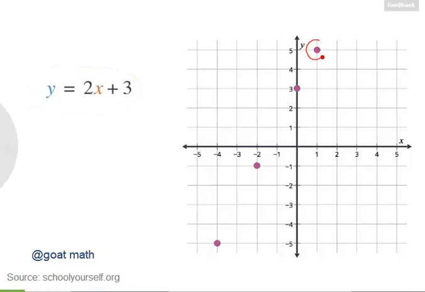For example, this point is (1, 5). It's a solution because when you plug in 1 for x in this equation, y equals 5. Now, if you were to plot all the solutions, they would form this line here.